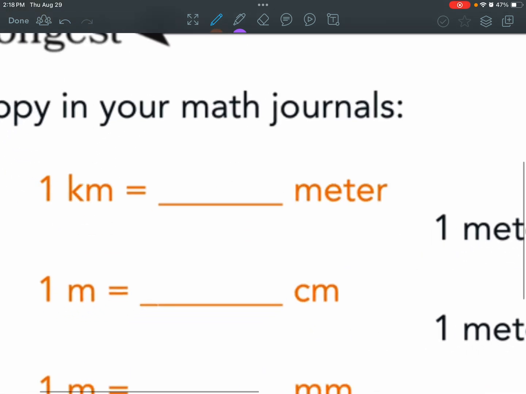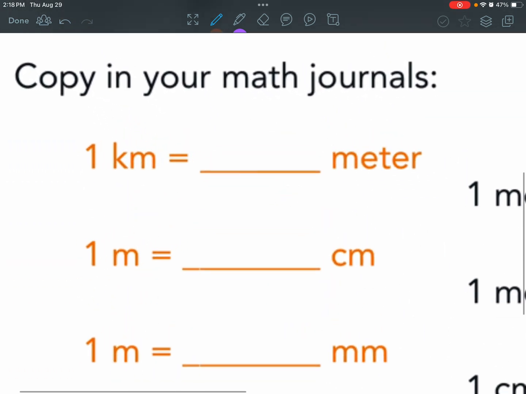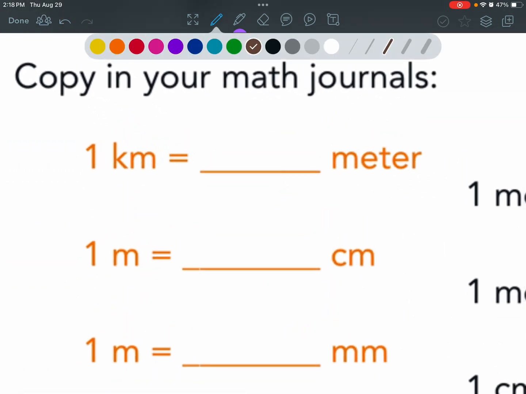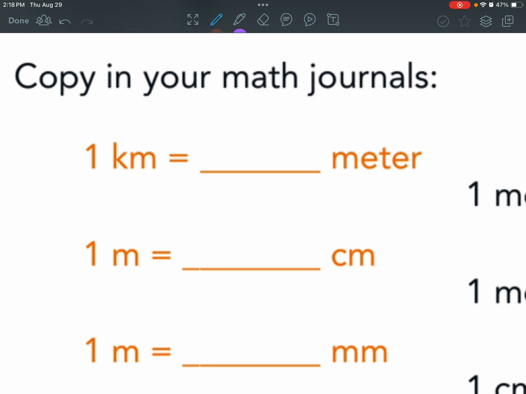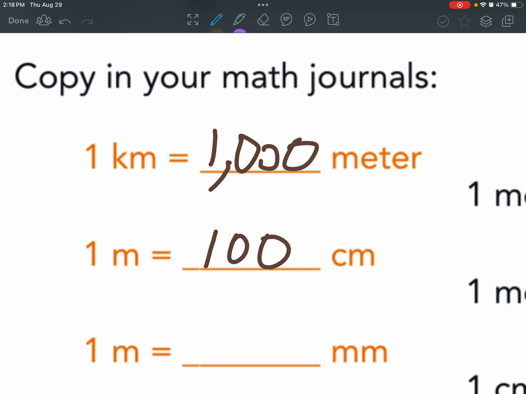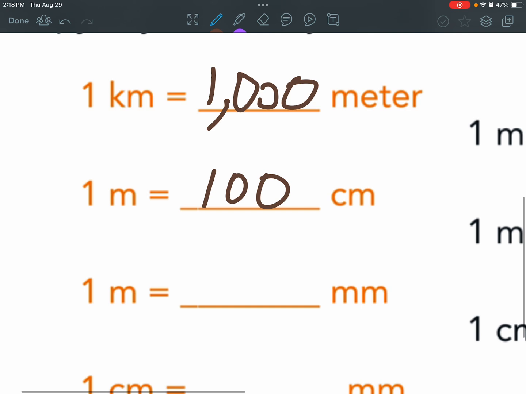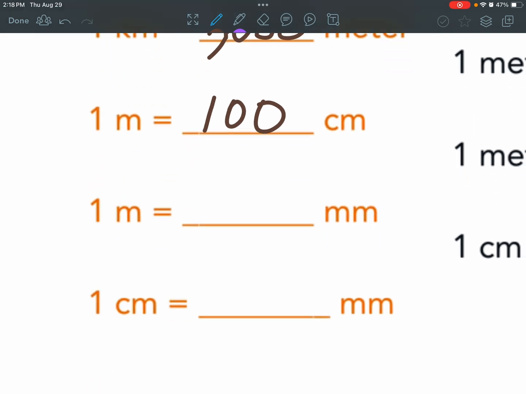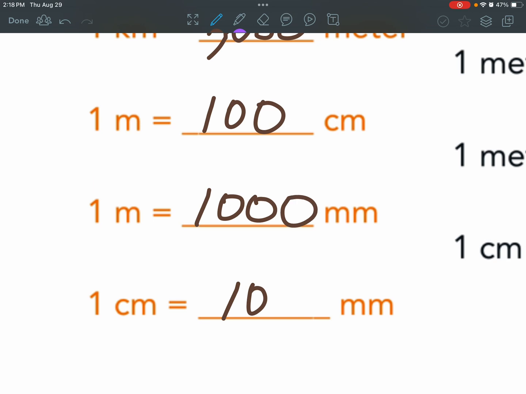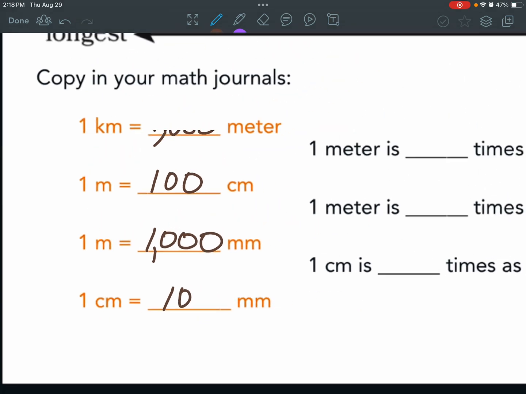All right, right here. Some of these are a repeat and some of them are not in the order I wish I'd put them in. So 1 kilometer, I said it earlier, was 1,000 meters. 1 meter equals 100 centimeters. And 1 meter equals how many millimeters? Well, that would be 1,000. That's the one that's out of order. Right here, 1 centimeter equals 10 millimeters. And then we multiply those two, get 1,000 millimeters in a meter.